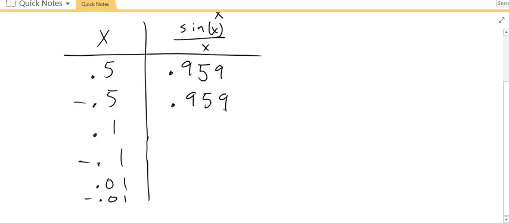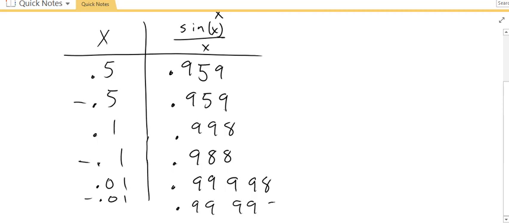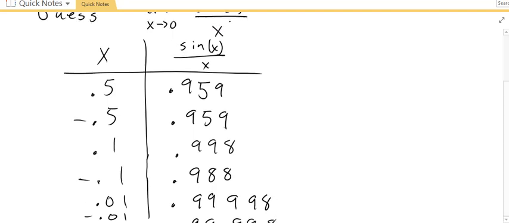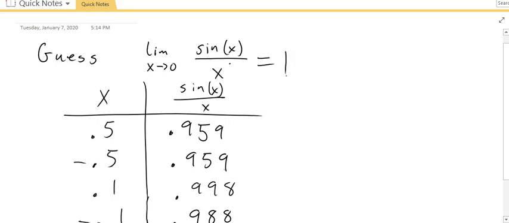If we use 0.1, we get 0.998, and the same thing with negative 0.1. And if we go out even closer to 0.01, we actually get quite a few values. And I realize I went out more decimal places here, but just to illustrate how close we're getting. So it really seems to me that this limit is getting really close to 1 here.